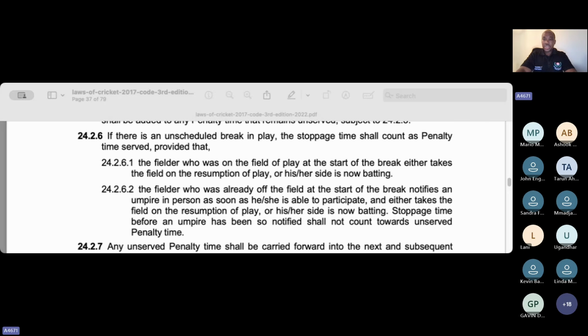Okay, so thank you all for answering the quiz questions. And I see a lot of you know better than Babar Azam. A fielder is definitely not allowed to use a wicket keeper's equipment.